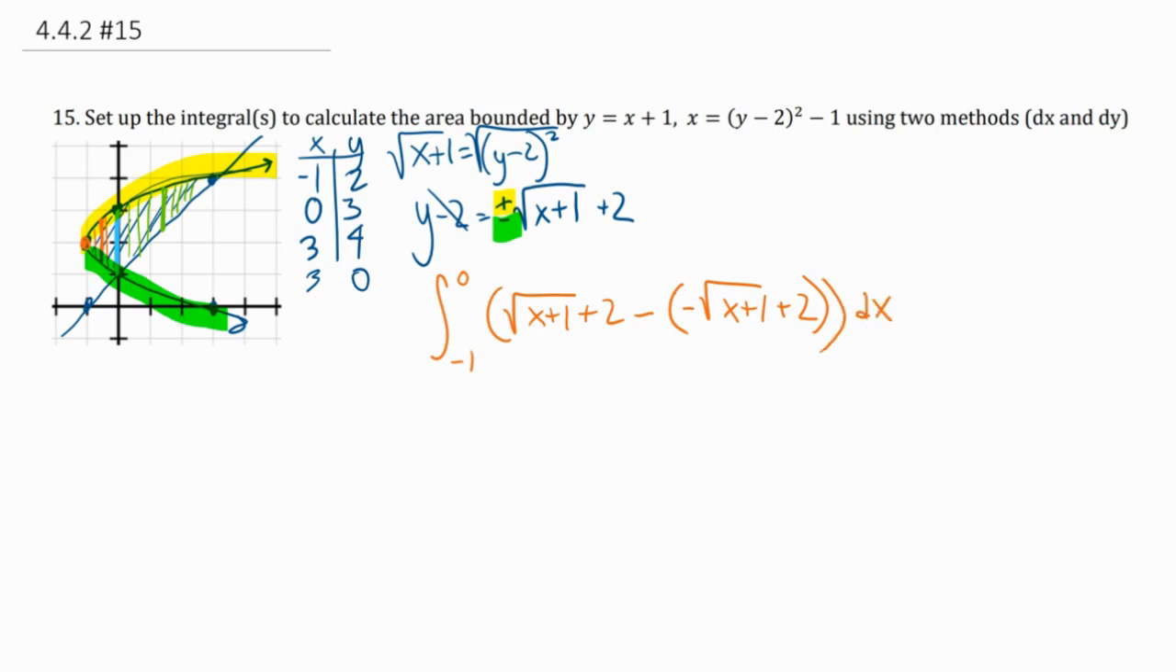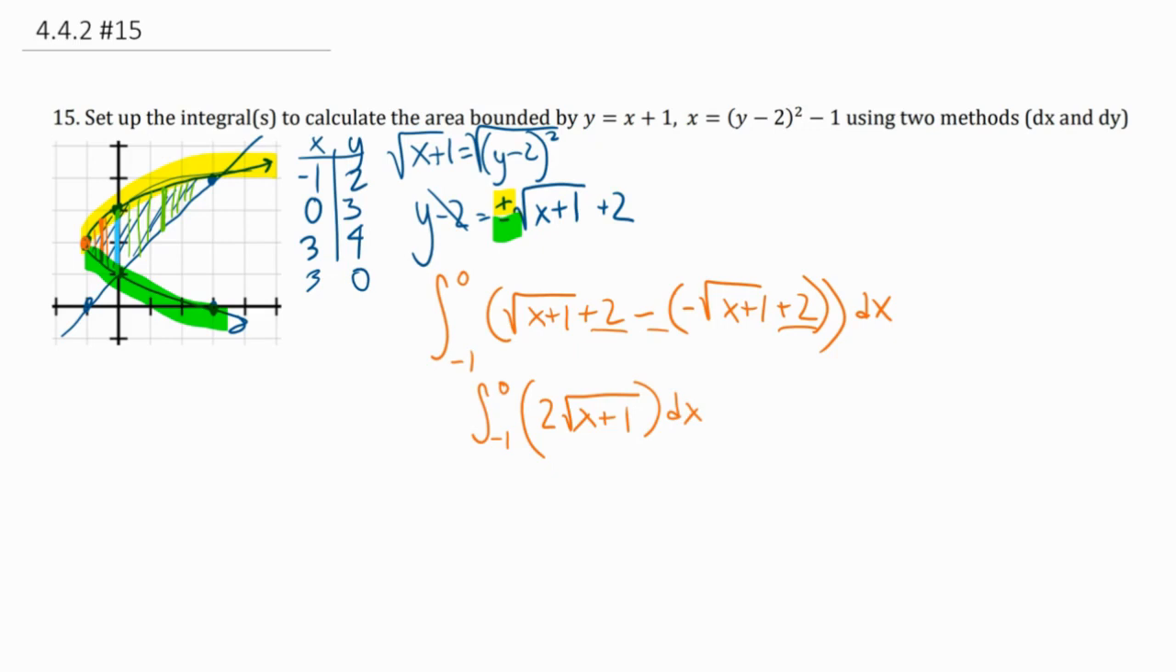And you might think, oh, that all cancels. You can simplify this a little bit if you'd like. It's the integral from -1 to 0 of root x plus 1 minus negative root x plus 1, which is 2 root x plus 1. They do not all cancel. But then the plus 2 minus 2, that does cancel. So you just get this. And then you can just use a graphing calculator to solve.